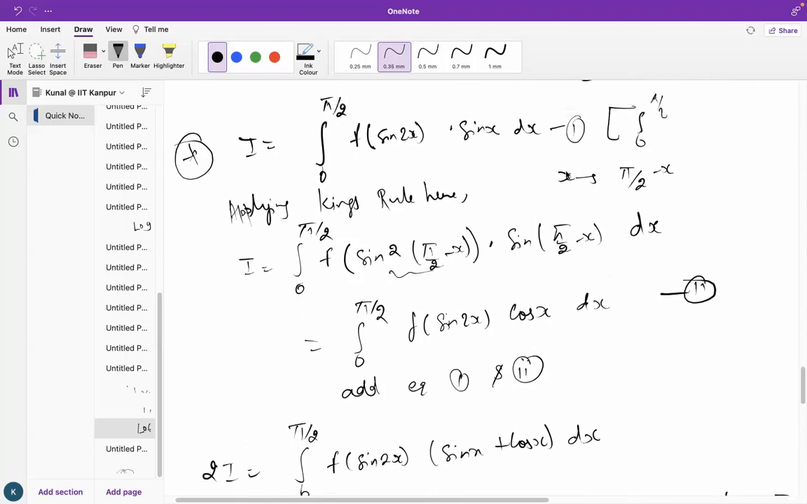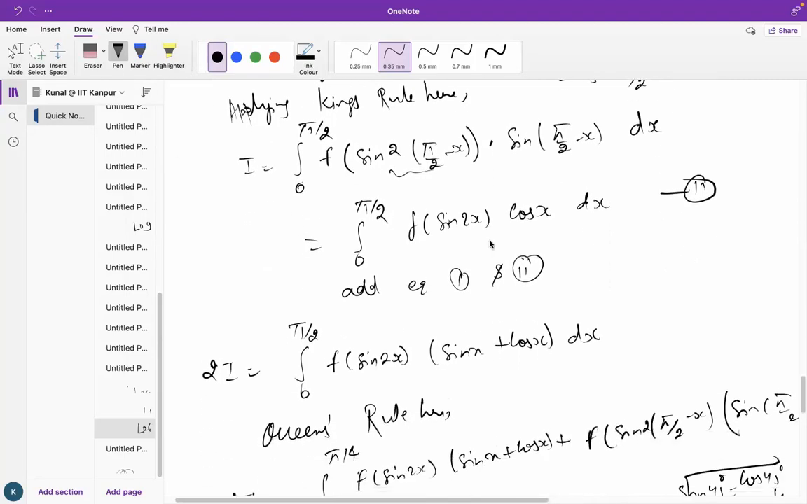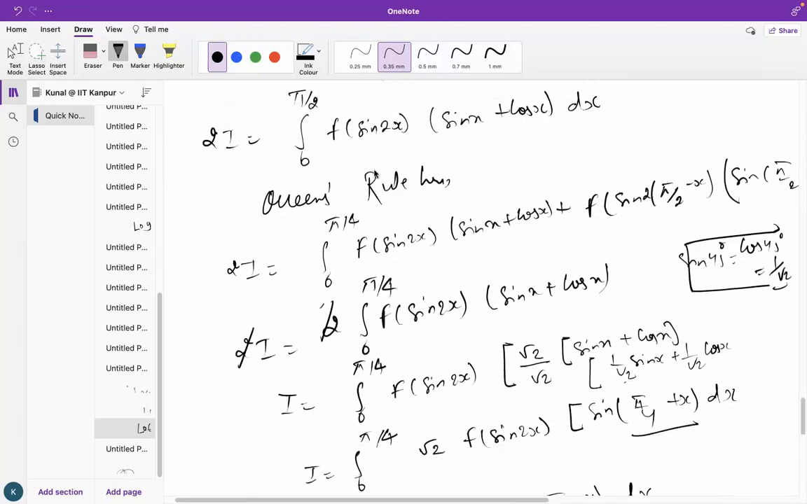So just replace x by upper limit plus lower limit minus x. And then I apply the King's rule here. And then I add equation 1 and equation 2. Then we get 2I is equal to the result of King's rule. And then I apply a Queen's rule because I have nothing else to apply.